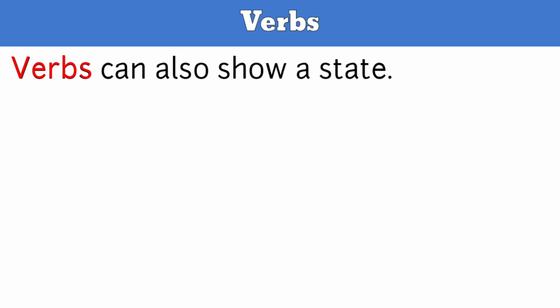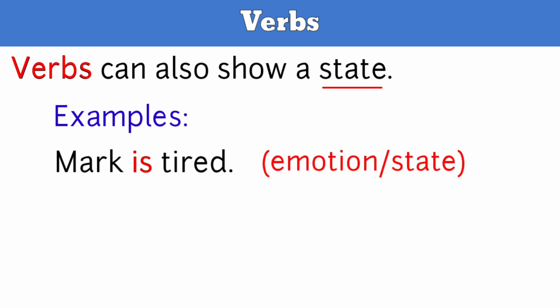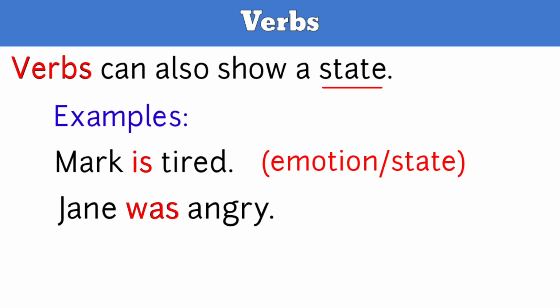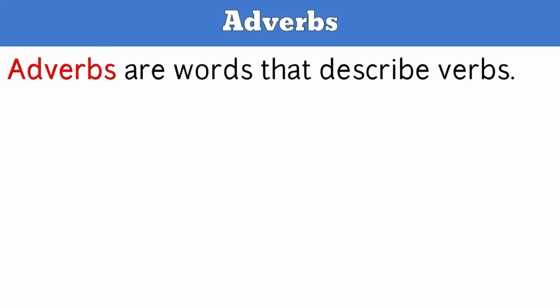Verbs can also show a state. For example, Mark is tired. So it's not an action, it is describing an emotion or the state of Mark. Jane was angry. I feel ill.